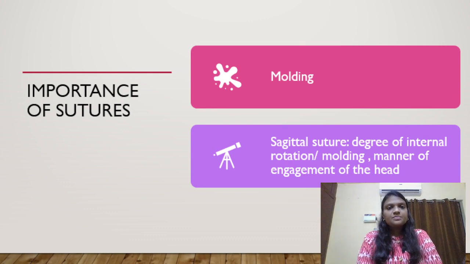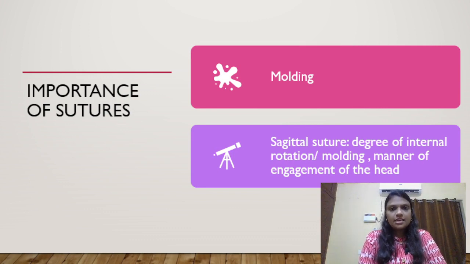First degree molding is just the approximation of the two suture lines, whereas degree 2 is the overlapping of the suture lines, but it is easily separable. Whereas degree 3 is the overriding of the suture line which is not separable. So degree 3 molding indicates severe CPD, severe cephalopelvic disproportion, whereas first degree molding is normal in every labor. And the significance of the sagittal suture.